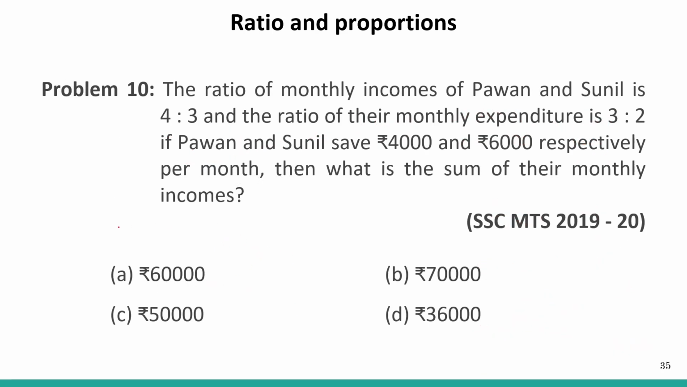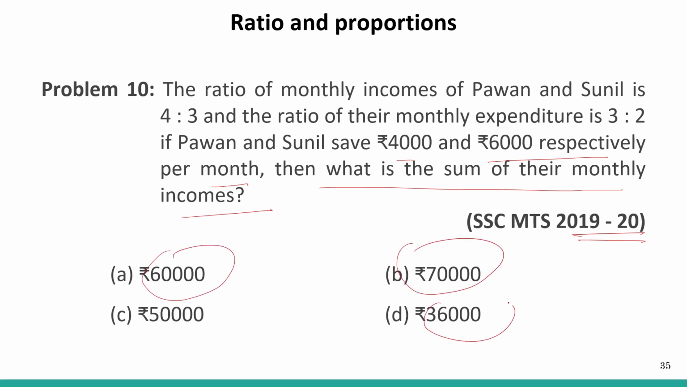So let's see problem number 10. So the ratio of monthly incomes of Pawan and Sunil is 4:3 and the ratio of their monthly expenditure is 3:2. If Pawan and Sunil save 4,000 and 6,000 respectively per month, then what is the sum of their monthly incomes? So this question has been asked in the SSC MTS 2019-20 exam. Okay. So is it 60,000, 70,000, 36,000 or 50,000?